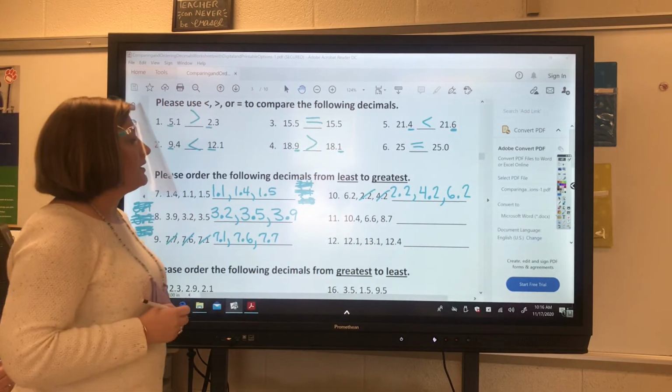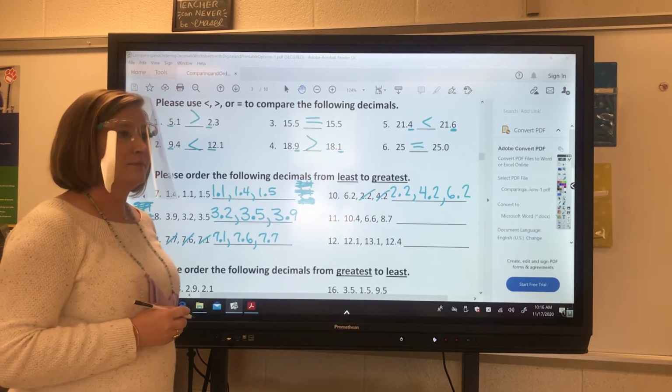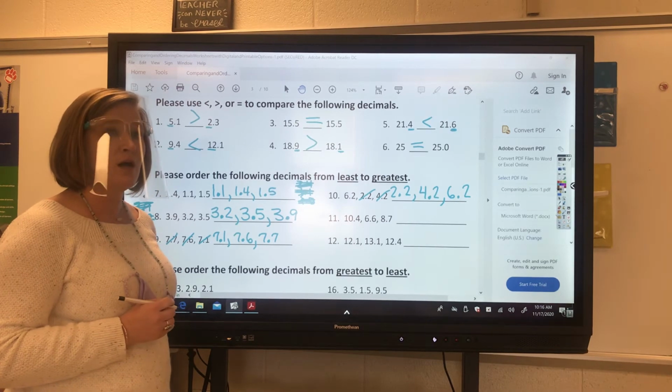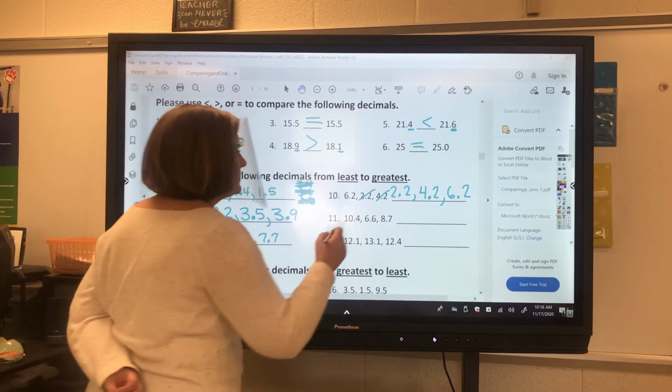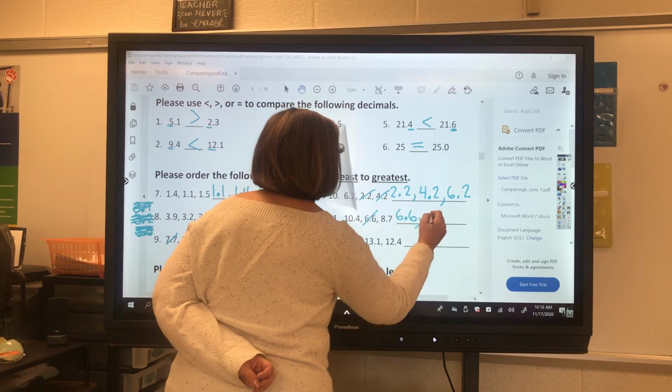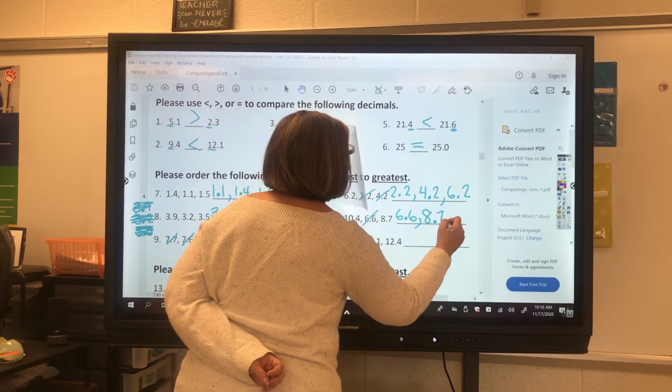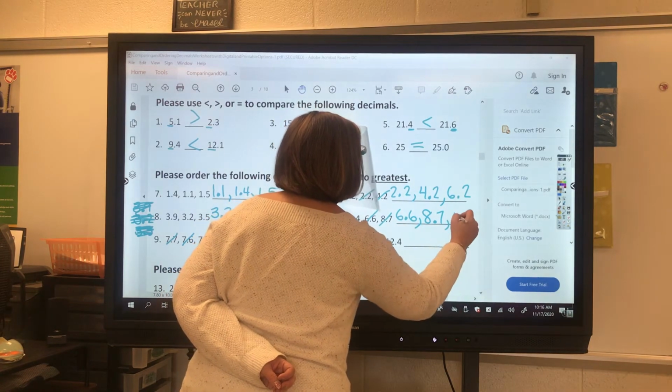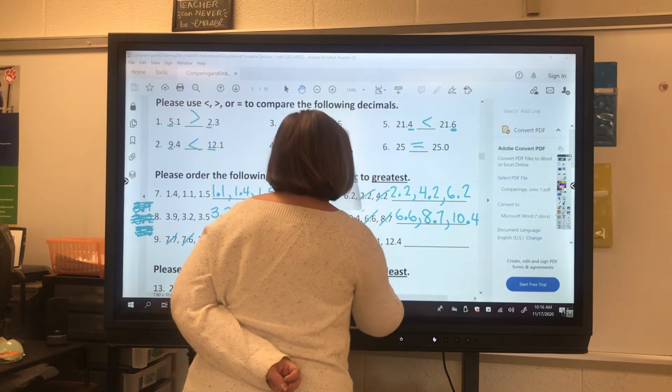Number 11, could you compare the ones place? Yes. So what's the smallest one? 6 and 6/10. What's the middle one? 8 and 7/10. And then the biggest one is 10 and 4/10.